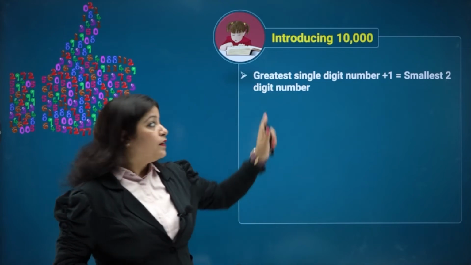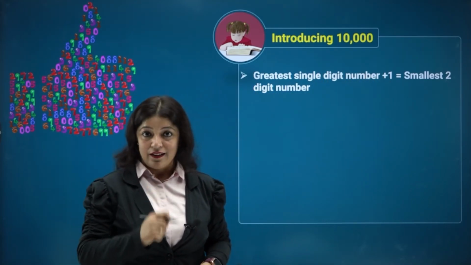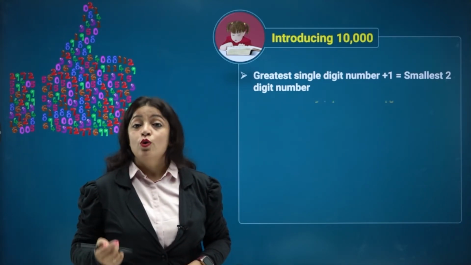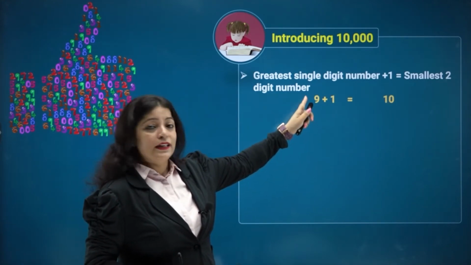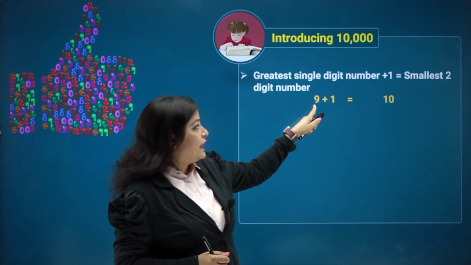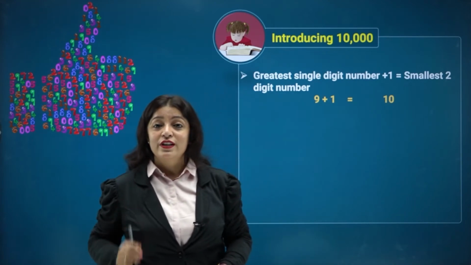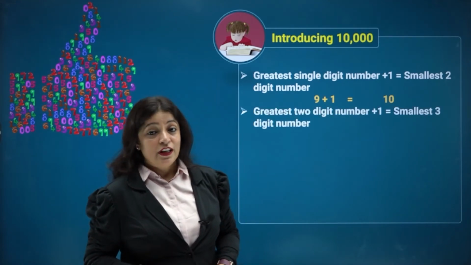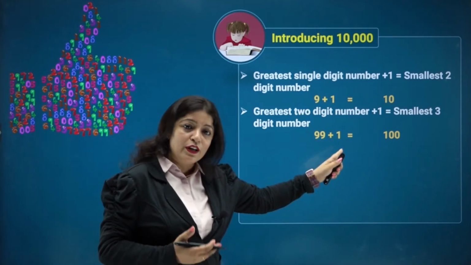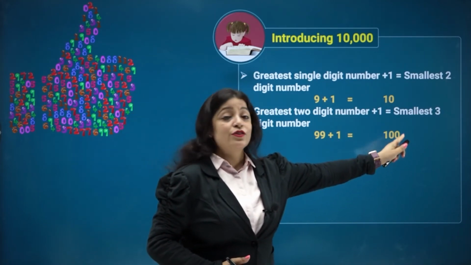And if I add 1 to 9, what is my answer? The answer will be 10. And 10 has two digits, 1 and 0. So we can say if to 9 I add 1, I am getting 10. I can also relate it to the greatest one digit number. If I add 1, I am getting the smallest two digit number. Similarly, if to the greatest two digit number, that is 99, if I add 1 to it, what number we'll get is 100. Now here there are 3 digits.